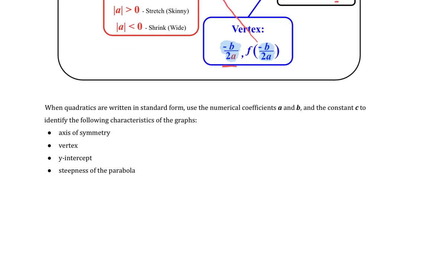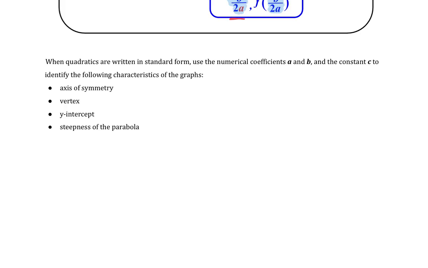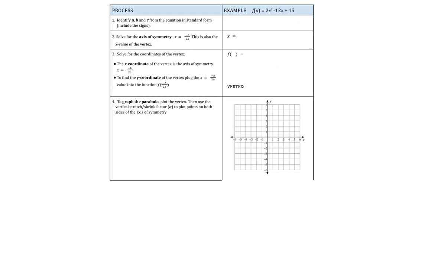Now, what are you going to be asked to do in this homework, in these assignments? When quadratics are written in standard form, use the numerical coefficients a and b and the constant c to identify the following characteristics of the graph: the axis of symmetry, I'm going to show you that; the vertex, we just talked about that; the y-intercept; and the steepness of the parabola. The steepness, again, is always affected by that a value. So let's take a look.